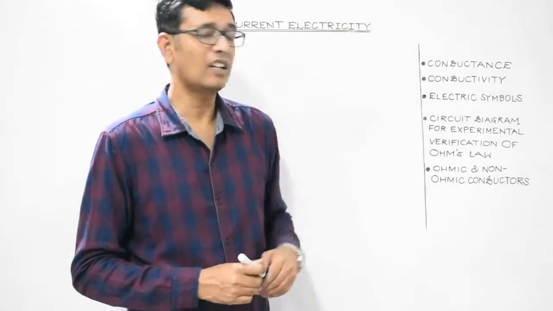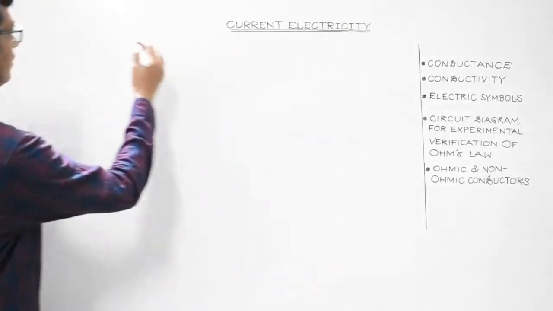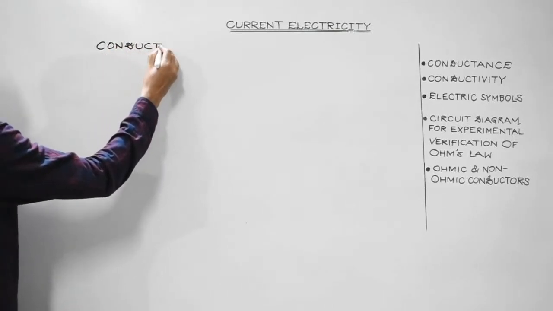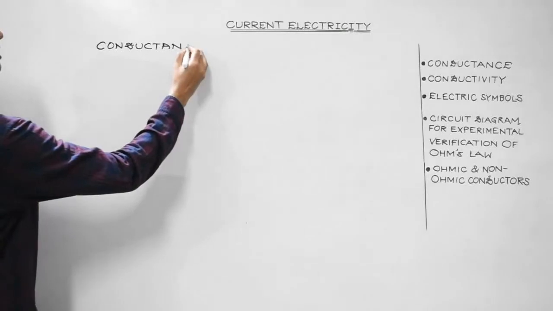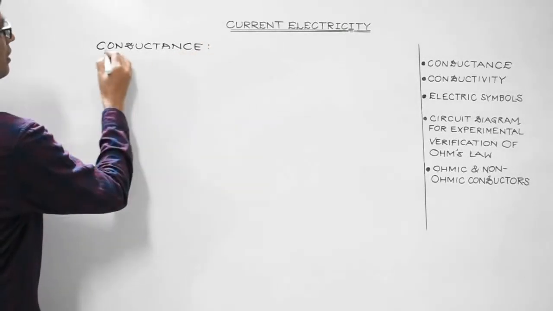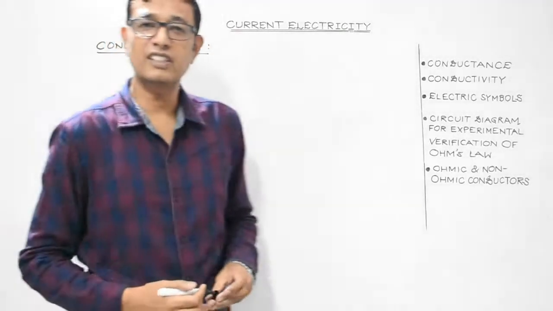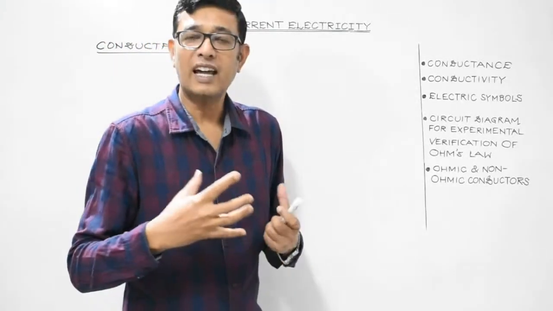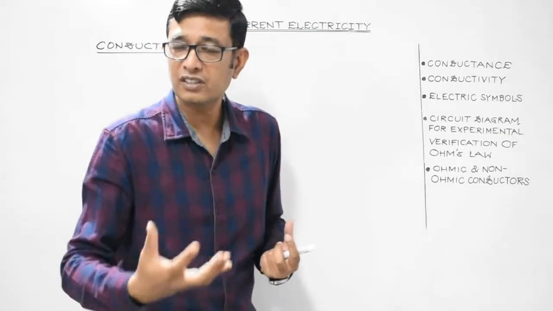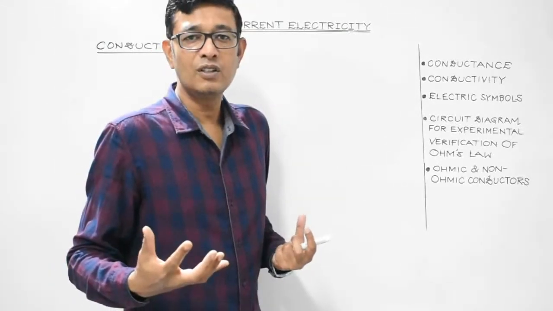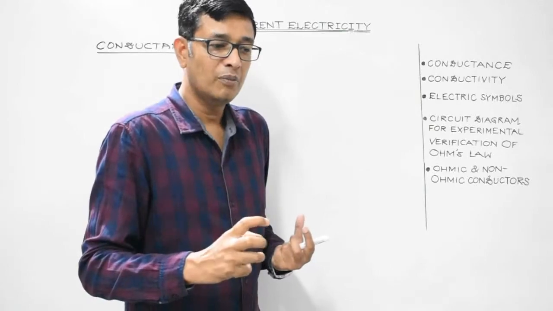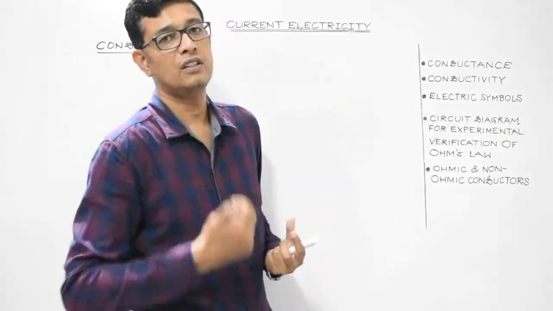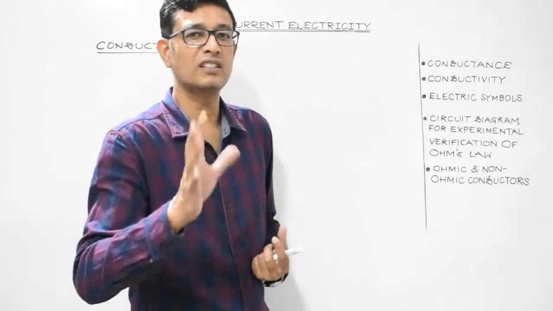So students, let's start with conductance, right? As you are aware, conductance is the antonym of resistance. Resistance, we have discussed that particular topic both qualitatively as well as quantitatively. Resistance actually is the hindrance, the opposition or the obstruction offered by the positive ions of the conductor towards the motion of the free electrons. That is known as resistance.